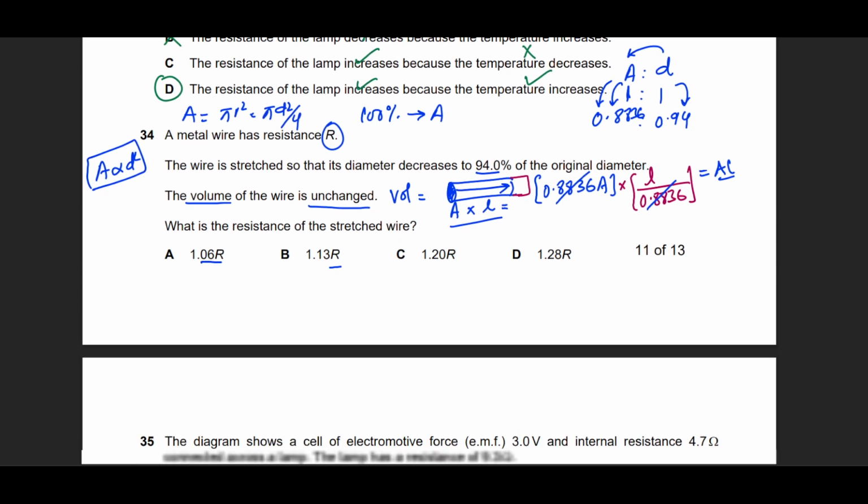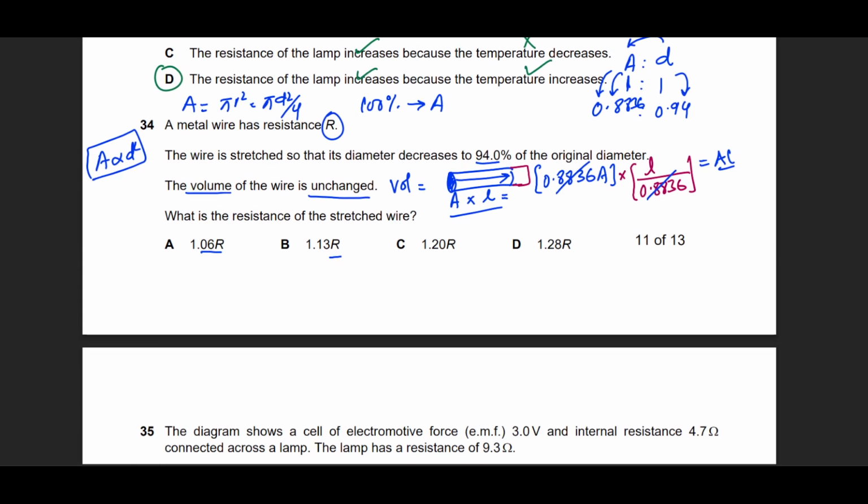Fine, it's okay. So the equation that I'm left with is 0.8836 times the cross-sectional area, and multiply this with, if you take the fraction of 1 over 0.8836, this comes out as 1.13 times the length. It means the length would have increased by 13%. Looking at this, 13% to compensate for a decrease of 6% in the diameter, all in the interest of making the volume constant.